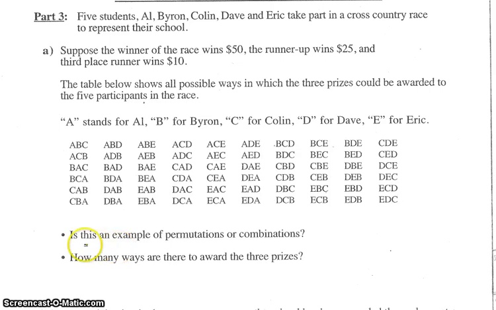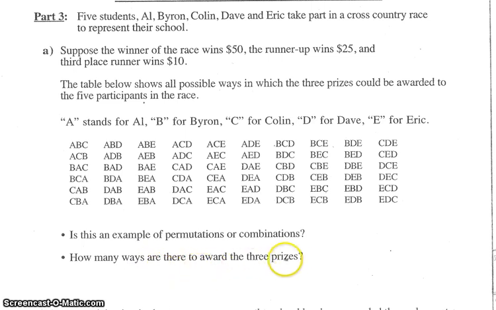Now, is this an example of permutations or combinations? You've got to think, does order matter? If Al wins first place, Byron wins second, and Colin wins third, is that any different than Al winning first, Colin winning second, and Byron third? Well, it might not matter to us, but it would matter to Al, Byron, and Colin because they get different amounts of money, right? So yes, this is a permutation because order does matter, especially to the people winning.